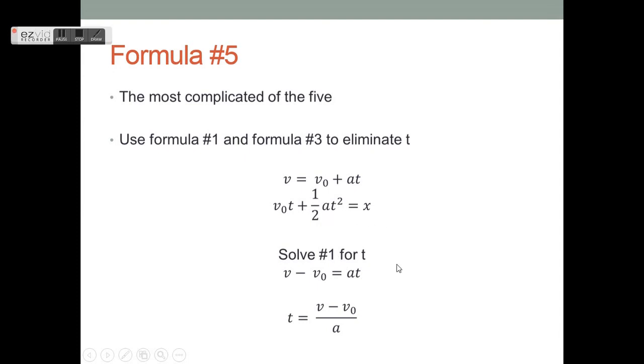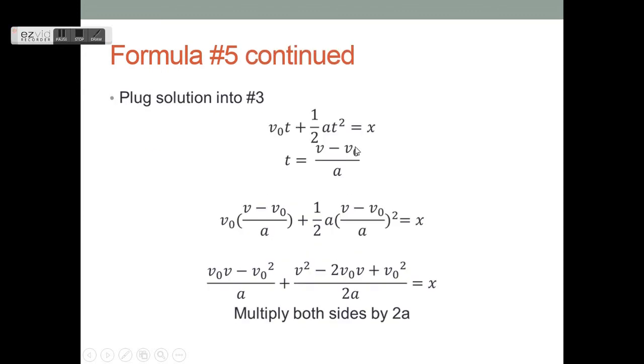I'm going to solve number 1 for t, which I've done. I subtract v0 and divide by a, so the time is v minus v0 over a, and then I'm going to take and substitute that in for t in equation number 4. So v0 times v minus v0 over a plus 1/2 a times v minus v0 over a squared equals x, and we get a mess that looks like this thing here. We get a gigantic mess when we do that algebra.